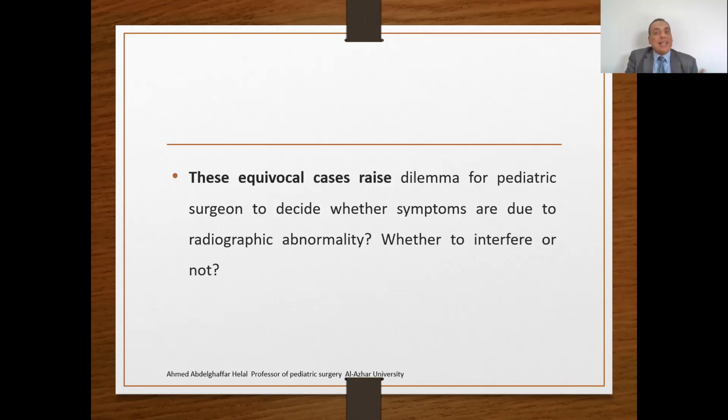These equivocal cases also raise a dilemma for the pediatric surgeon to decide, number one, whether the symptoms are due to the radiological abnormalities, and number two, whether to intervene in this case or not. So these are the two major questions raised in the face of the pediatric surgeon in cases of atypical malrotation.